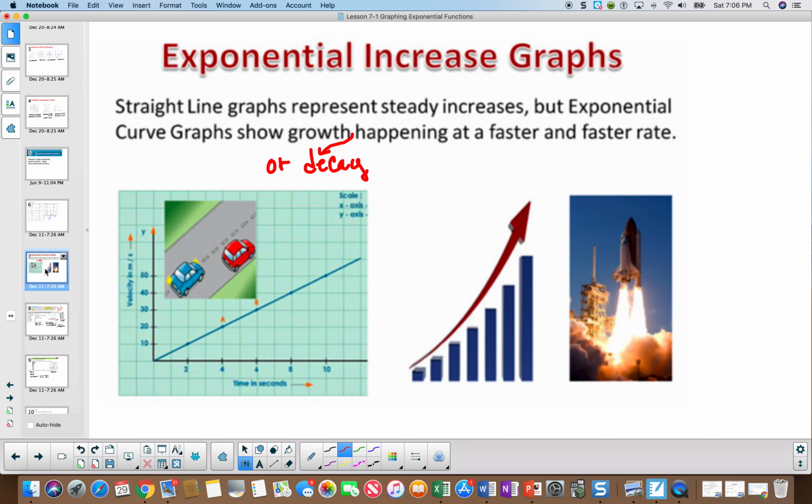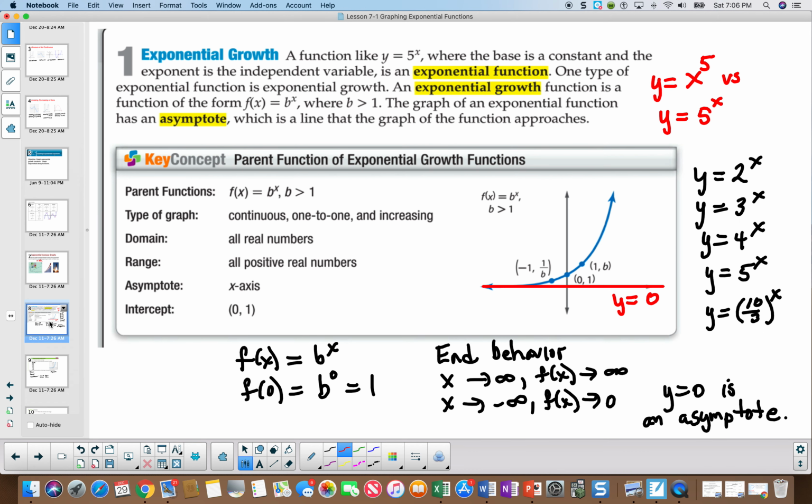This function that we're going to be talking about is called exponential. And exponential are going to be growth or decay functions. Now, this line is a growth function, it's growing, but exponentials increase a lot faster. Let's take a look at what an exponential function looks like.